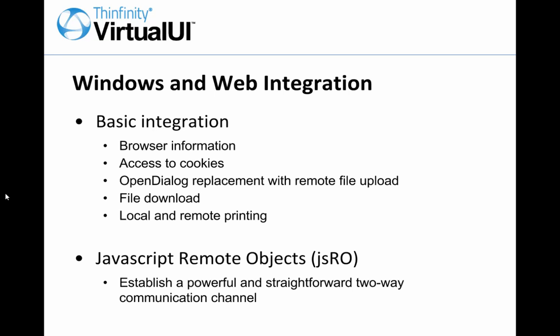In the first case, we have access to the web browser information that allows us to adapt the application behavior according to the browser size, the user agent, etc. We also have access to the web browser cookies, and we can enable a standard open dialog replacement by a dialog on the web browser with file upload. We also have a standard save dialog replacement by a dialog on the web browser with file download. And finally, local printing and remote printing.